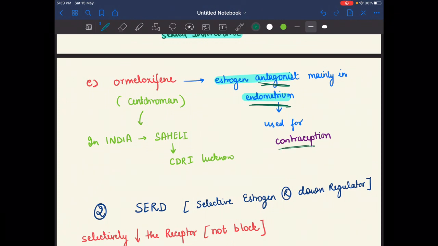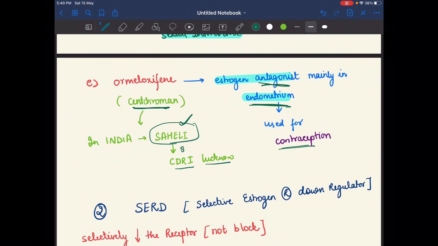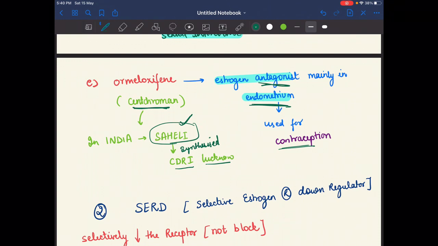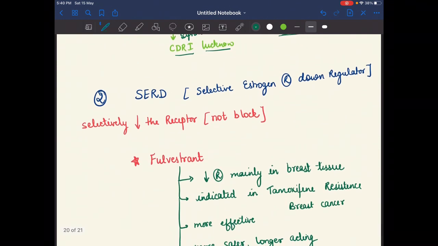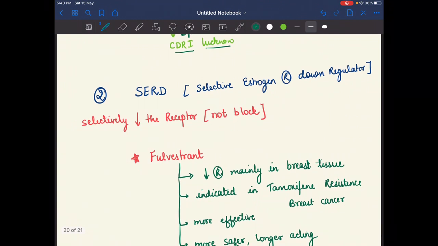Its other name is centchroman, and in India it is given by the brand name Saheli. It is available by the name of Saheli in the market, and it was synthesized at CDRI Lucknow, the Central Drug Research Institute, situated in Lucknow. Now next category: all the categories we have studied till now belong to the SERM, selective estrogen receptor modulator.